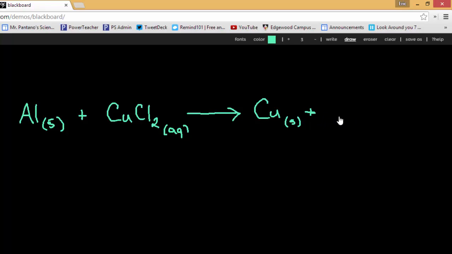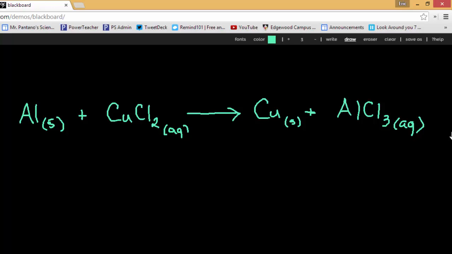Al is plus 3, Cl is still minus 1, so it would be AlCl3, and that is a solution, so aqueous. So there's my skeleton for that reaction. This tells me what substances are involved and what physical state they're in.